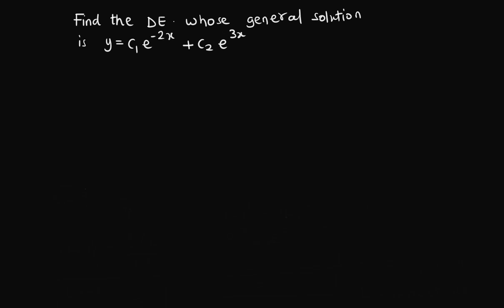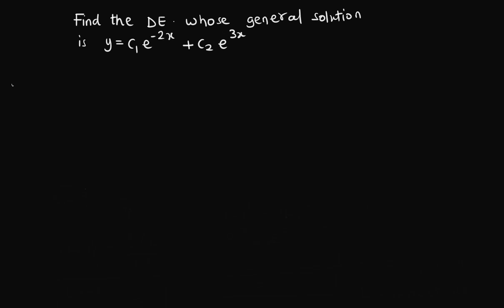So let's look at how you are going to do this. First of all, you have to note the number of constants that you have in this solution. In this case, you have two constants there. So for that reason, you are going to differentiate this solution twice. Let's take note of that.